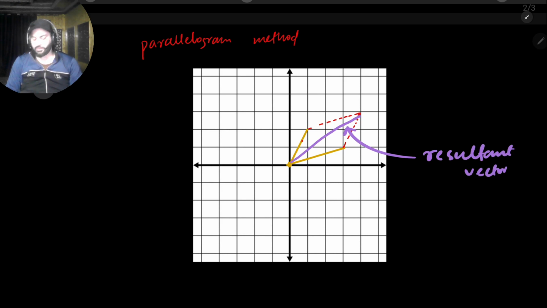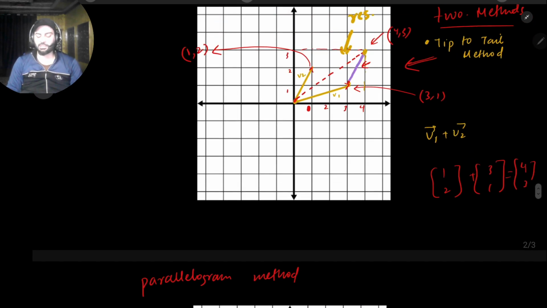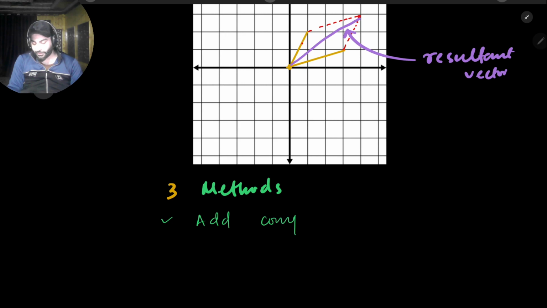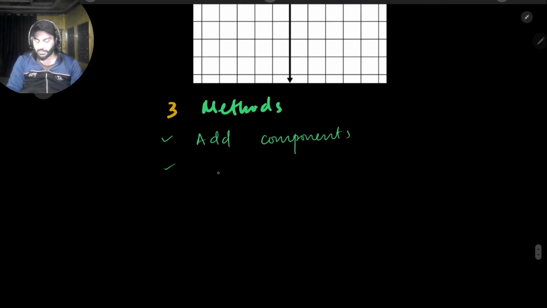Okay, so both of these methods basically give the same result, that we got the resultant vector. So what we saw is three methods. First, the mathematical one, in which we add components. Then two graphical methods: first you used the tip to tail method, and the other method that you used was the parallelogram method.